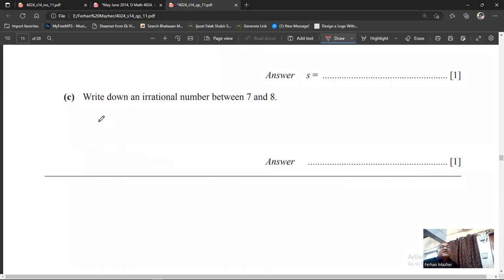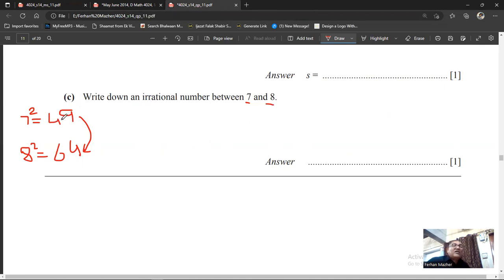And then he says, write down an irrational number between 7 and 8. Our method is very simple: 7 square, that will be 49. And 8 square, what is that? That is 64. From 49 to 64, choose any prime number and just take its square root.